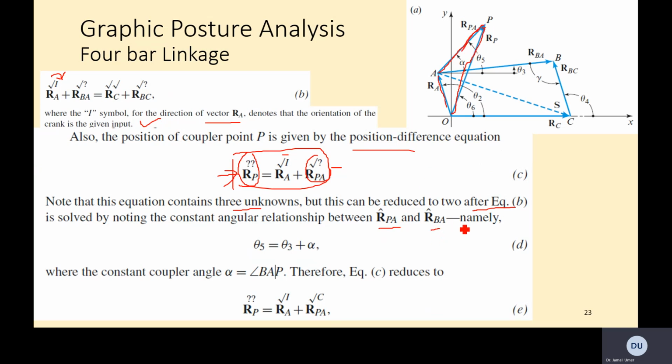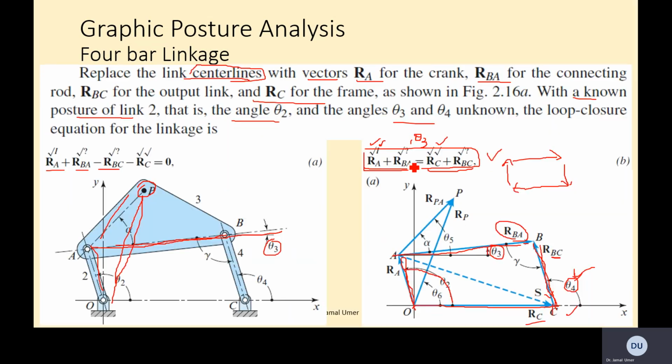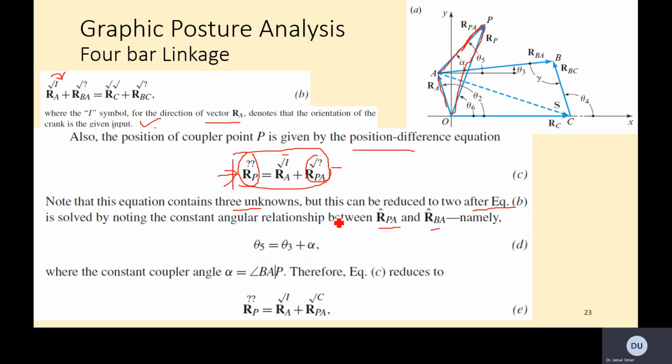between this RPA and RBA. So this RBA, because you know this angle alpha is constant, it's not changing from this line to this line, so that's why he is defining theta 5, this whole angle, as theta 5 instead of alpha. So theta 3 plus alpha would be theta 5. So let me clear it.